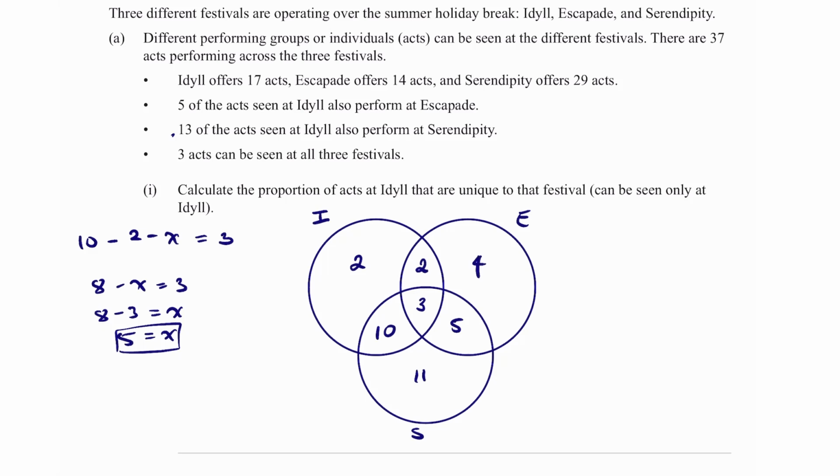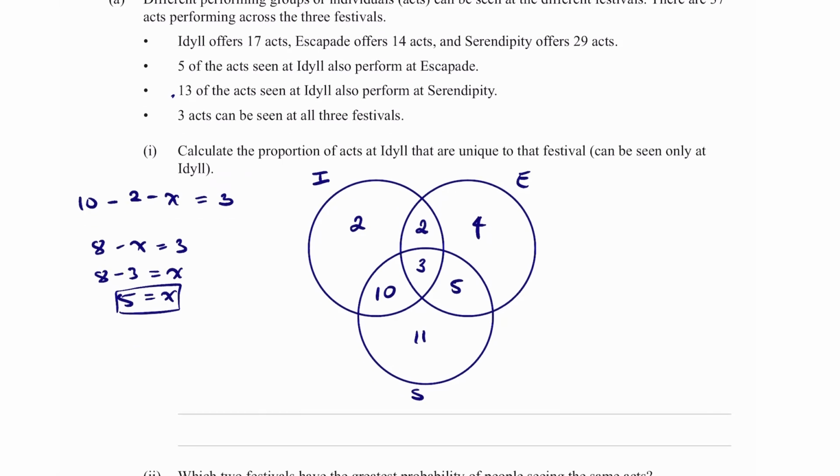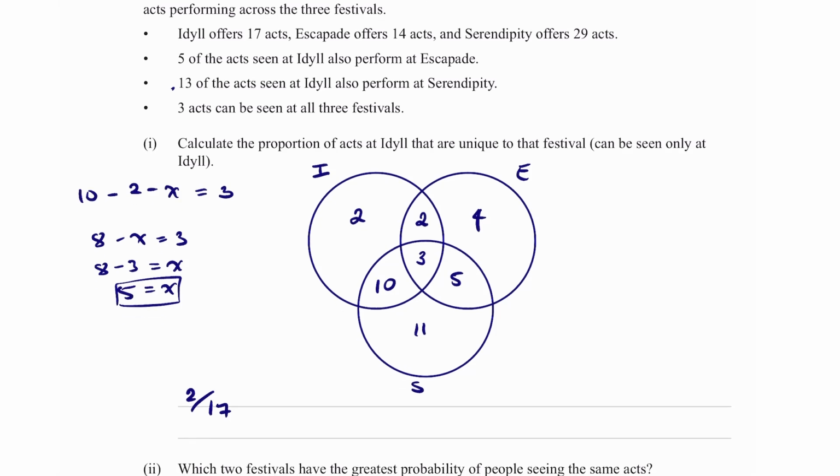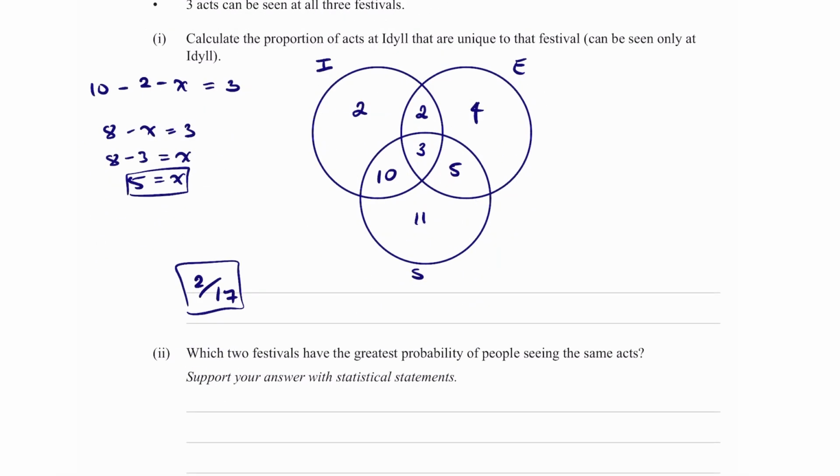All right, and now we've completed our Venn diagram, we can actually go through and calculate all the necessary stuff. So the proportion of acts at Idle which are unique to that festival. So unique acts is 2. And overall, there's 17 acts at Idle. So that's 2 over 17. And that's it.